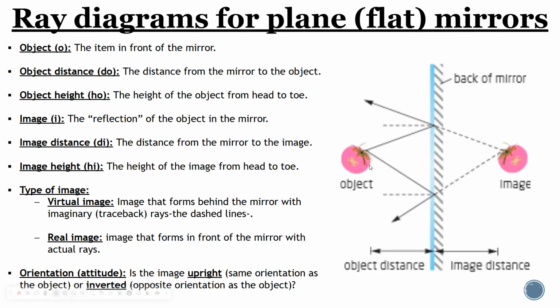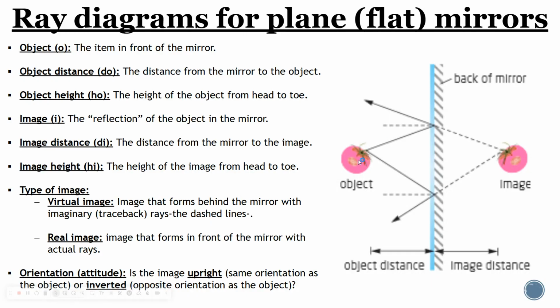You can measure the distance of the object to the mirror, and that's called the object distance. That's called the DO. You can measure the height of the object. That's called the object height. That's called the HO. You can measure the distance of the image to the mirror, and that's called the DI, image distance. You can measure the height of the image. How tall is the image? And that's called the image height. That's called the HI. So when you see those on diagrams, DI, distance of image, DO, distance of object, HO, object height, HI, image height, and I usually represents image, O usually represents object.